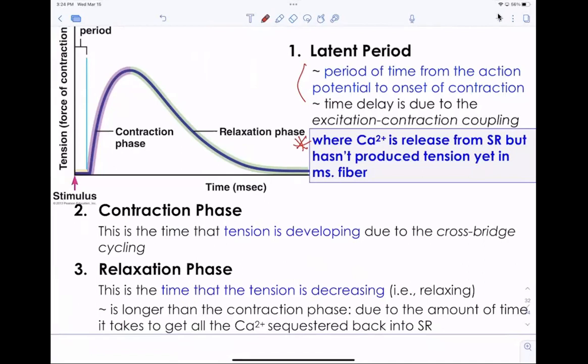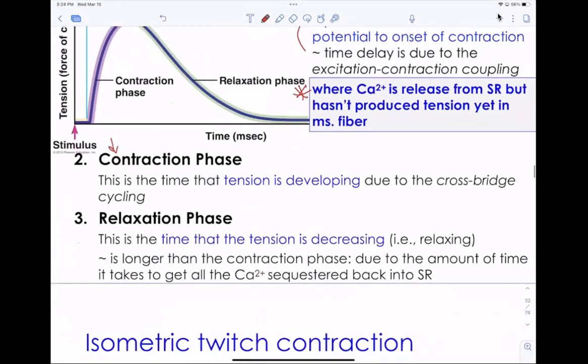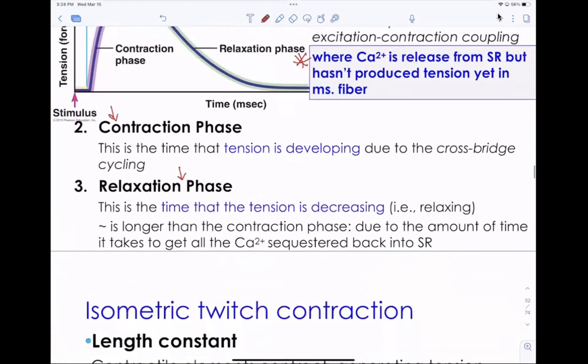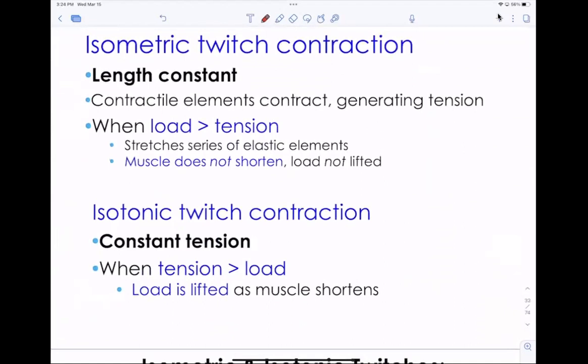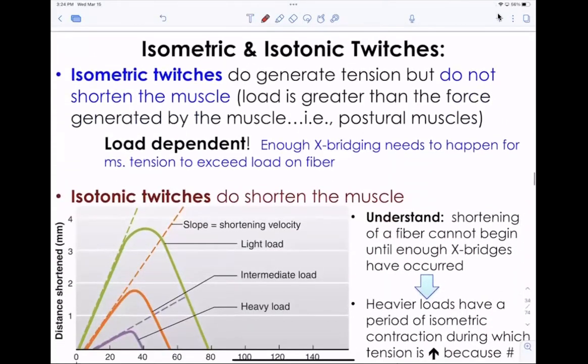And when the movement starts, then it becomes the contraction phase. And then when the movement stops and the muscle goes back to resting muscle tension, that is the relaxation phase. Now, in an isometric twitch contraction, the load is generally greater than the tension. Therefore, the muscle is not moving the load, so nothing's moving. Isotonic, the tension in the muscle is greater than the load, so the load or weight or whatever is moving.